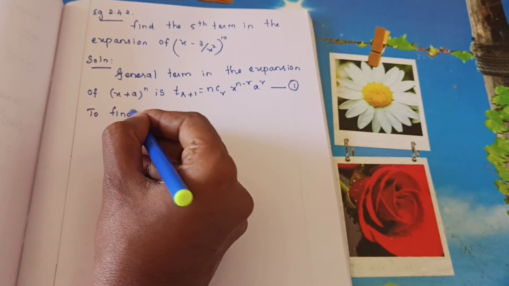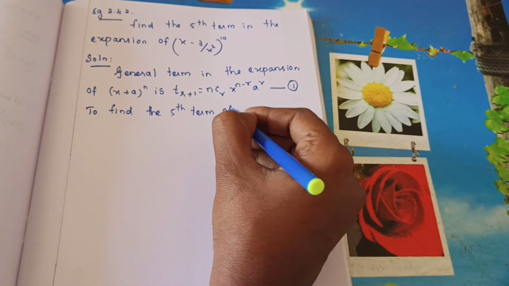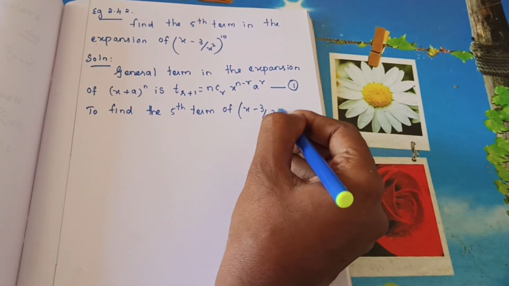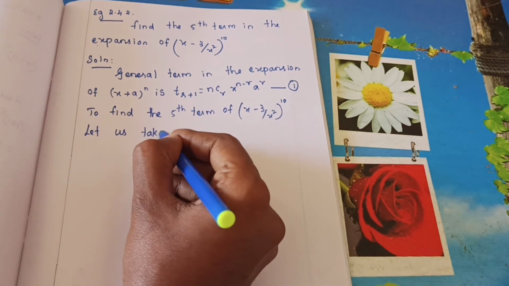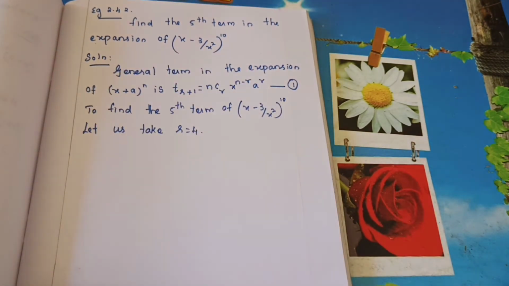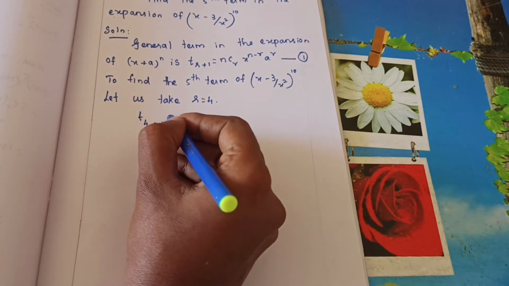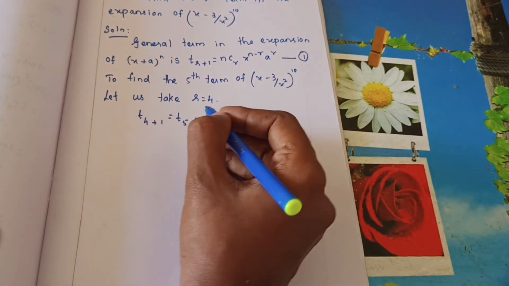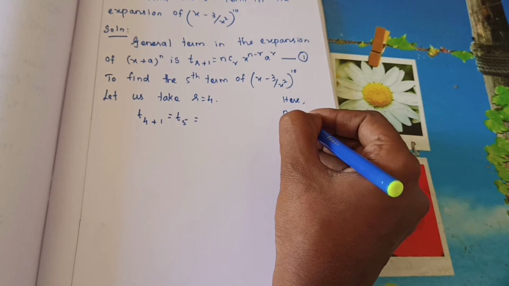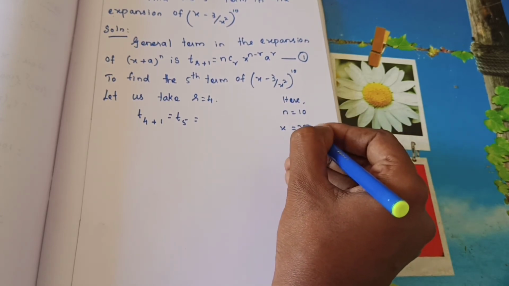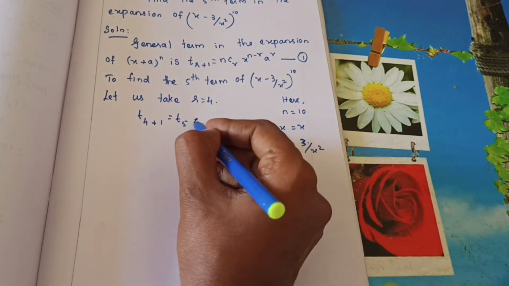That is, to find the fifth term of (x minus 3 by x square) the whole power 10. Let us take the r value as 4. So in the place of r, you substitute 4. That's all. So T(4 plus 1) is equal to T5. Correct? So now substituting the values in the formula. In the place of n, 10 is there. In the place of x, x is there. In the place of a, 3 by x square is there. Substitute in this formula.